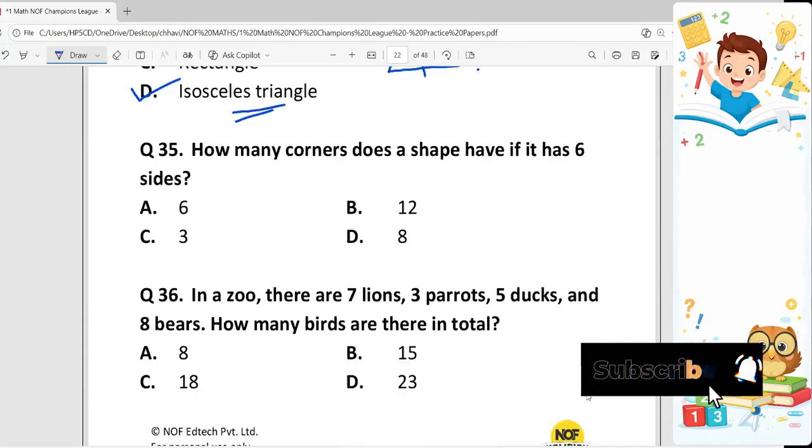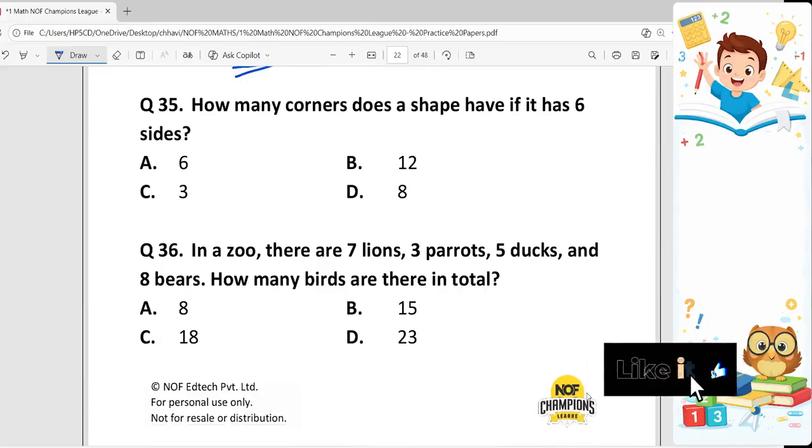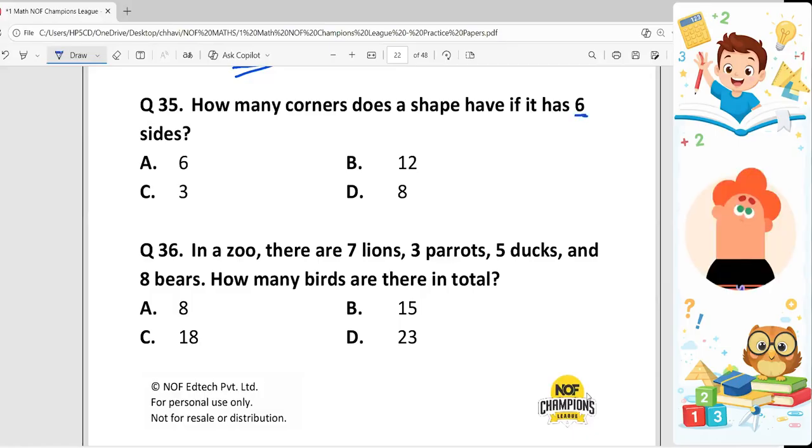Next one, 35th. How many corners does a shape have if it has 6 sides? Now, if it has 6 sides, how many corners will it have? As many sides you have, as many corners you will get. So if it is a 6 sided shape, then it will have 6 corners. Option E is the correct one.